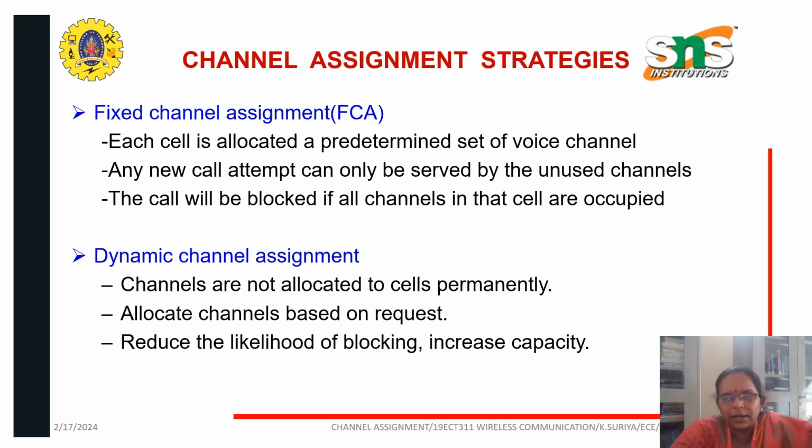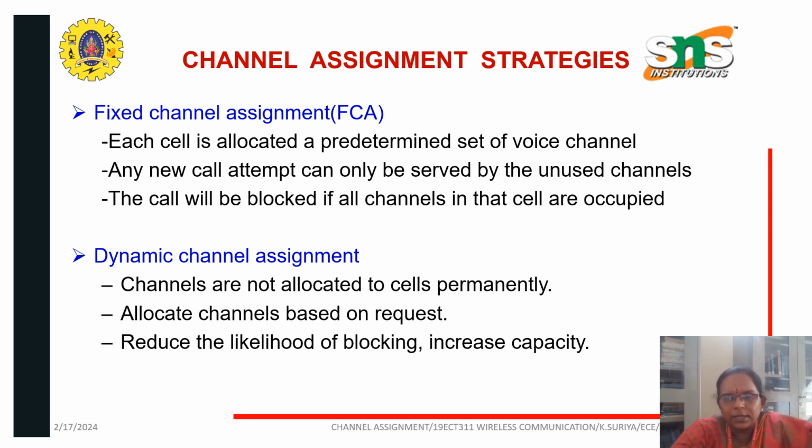In the fixed channel allocation, a predetermined number of voice channels are assigned for each cell, and when a new call attempt is made within a cell, if there are free channels, then the call will be accepted, and if all the channels inside that particular cell are busy, the new call may not be accepted; it will be blocked. So this is one main disadvantage of the fixed channel assignment.